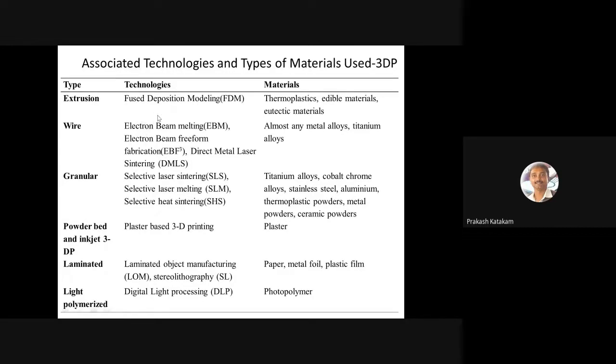Based on the materials for the pharmaceutical and biomedical industry, the 3D printing materials are for extrusion purpose. Extrusion means using FDM technologies. We use thermoplastics, edible materials, eutectic materials. And wire, we don't use iron wire, but we use some metal titanium alloys to print the bone materials as well as teeth materials.